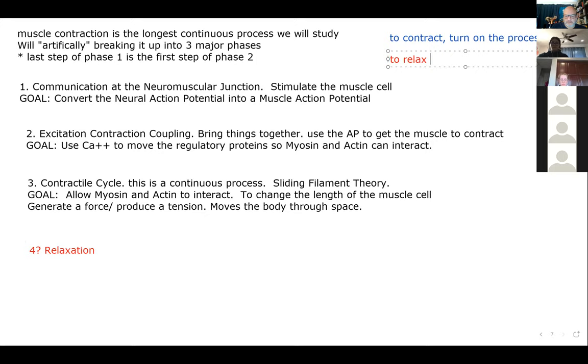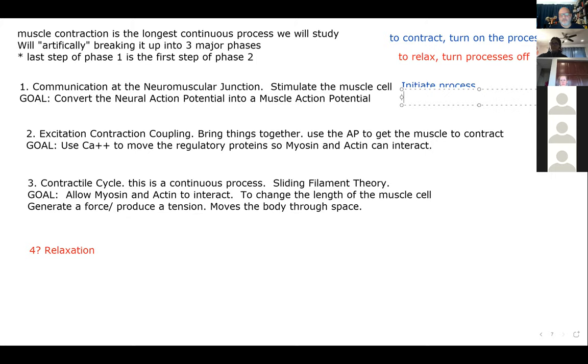Would that be using the regulatory proteins? Not necessarily. Only for step two, because only step two involves the regulatory proteins. So when we go through each of these processes, we will talk about how to turn it on, how to initiate the process, and we will also talk about how to terminate the process.